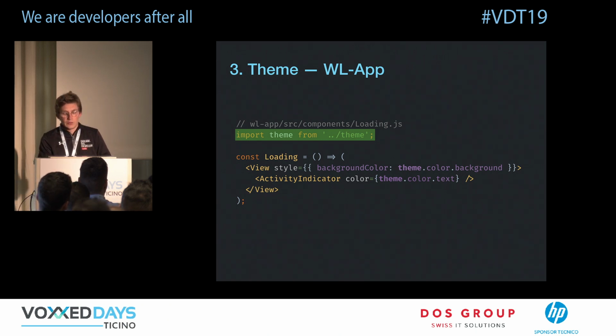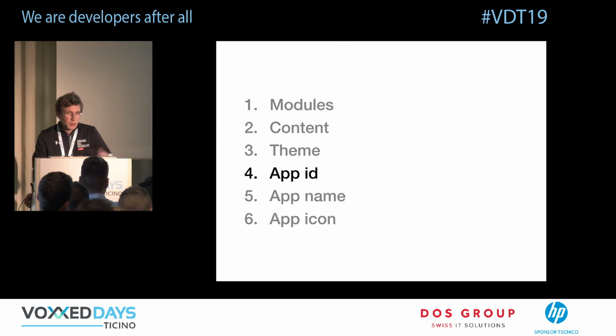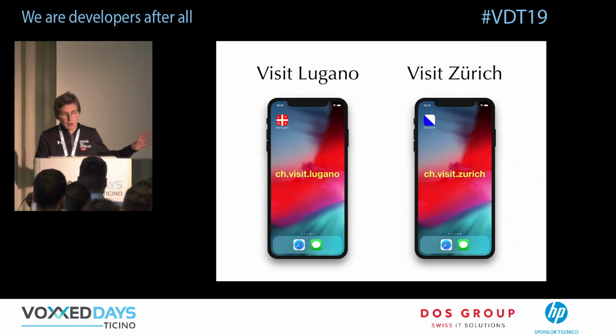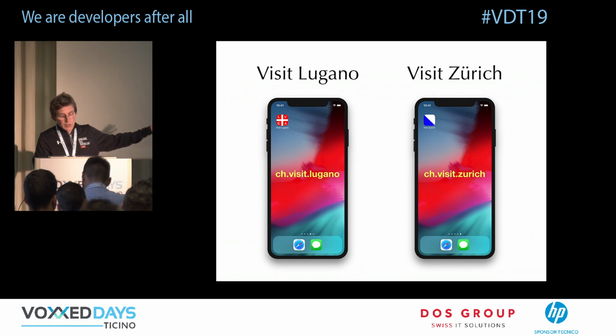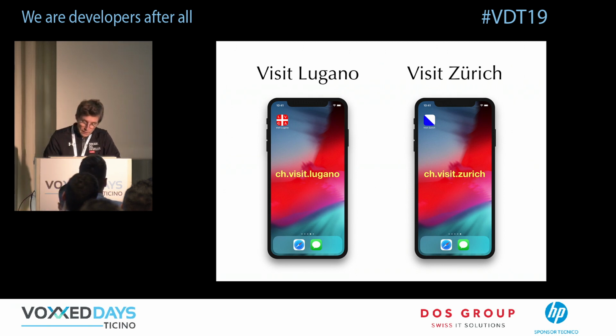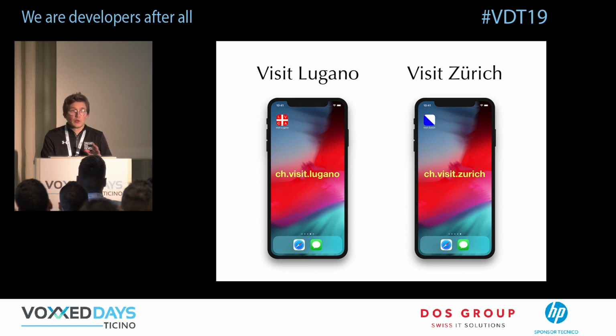Okay, so we solved a bunch of problems. We still have some more. The application ID is very important. We cannot mess with that. So we have to tell our build system to generate applications with different IDs, once with ch visit Lugano and once with ch visit Zurich. And the nice thing about this is we don't have to touch the white label code anymore.